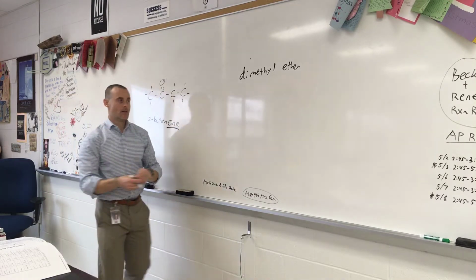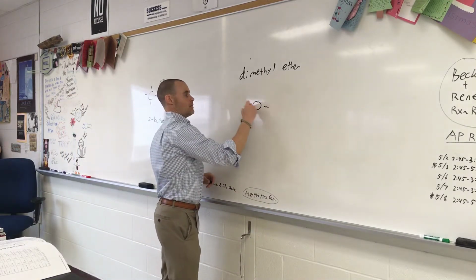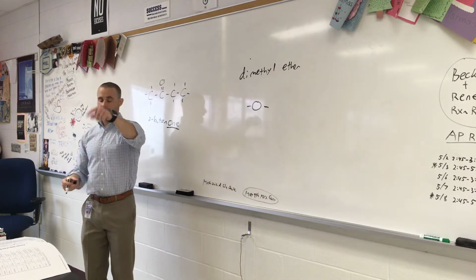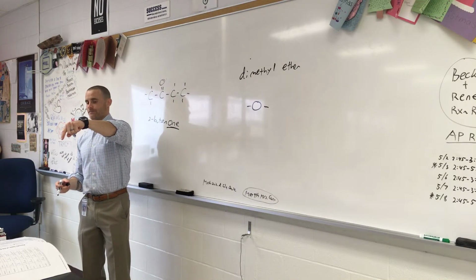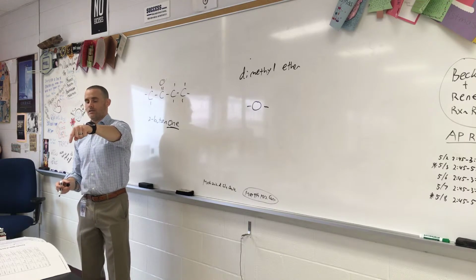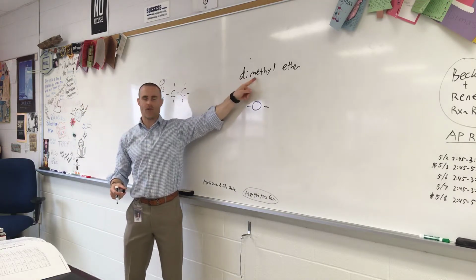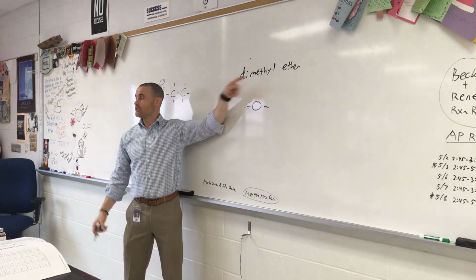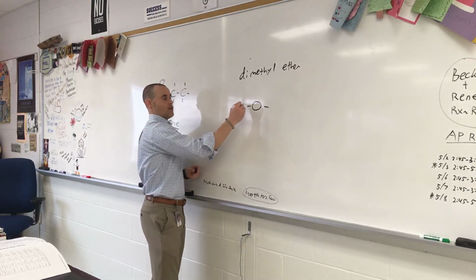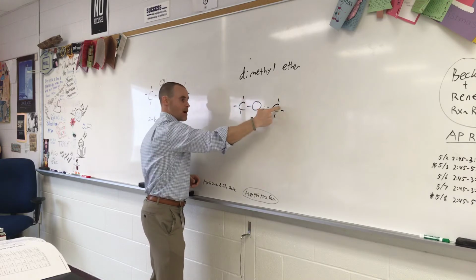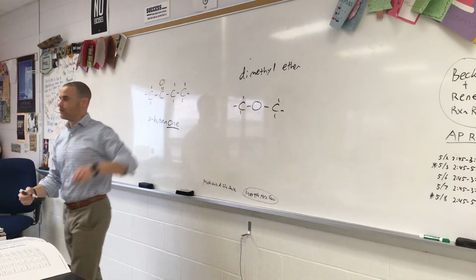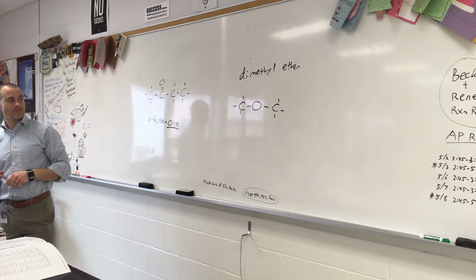Now over here, ether is that. The example they gave you was methyl ethyl ether. So this one is dimethyl. What does that mean? There's a methyl on each side. Very good. One methyl here, one methyl here. That's dimethyl ether. Those are confusing.